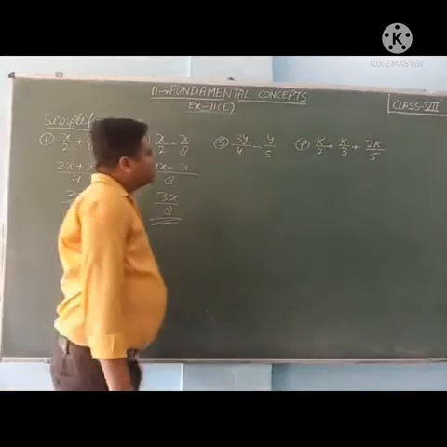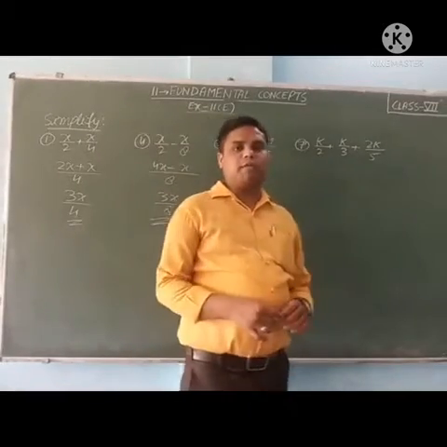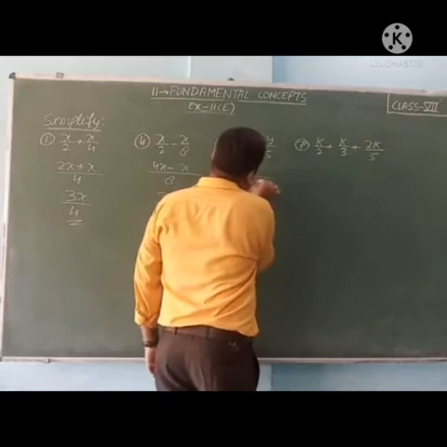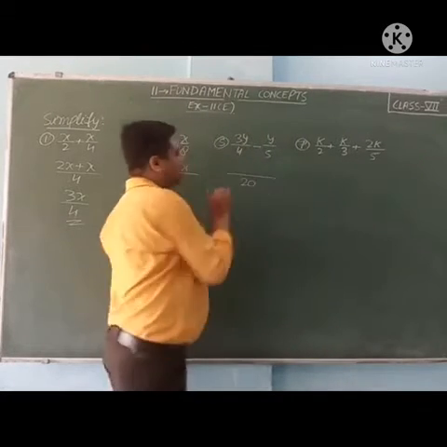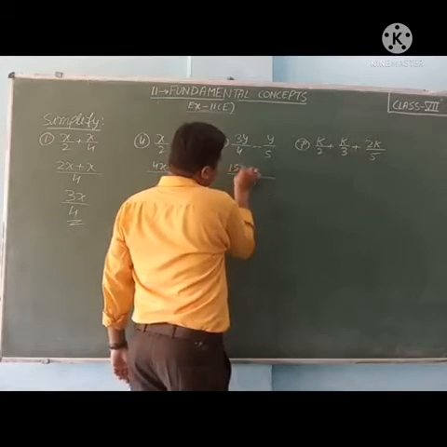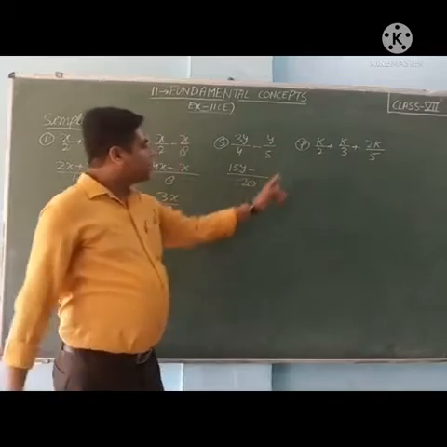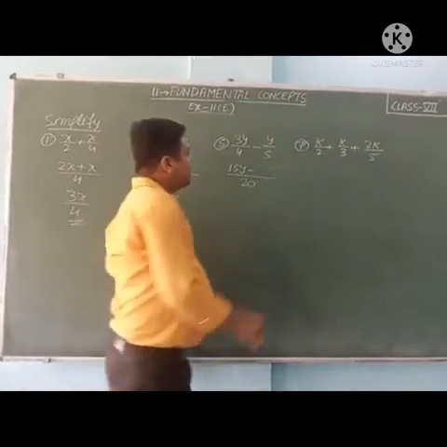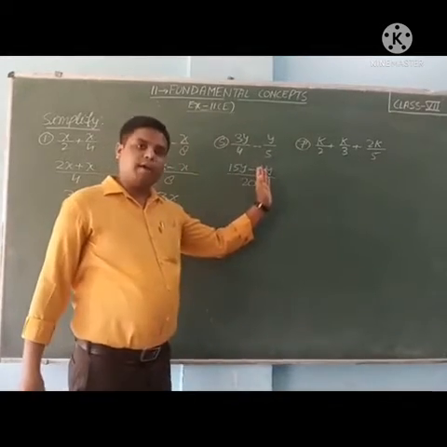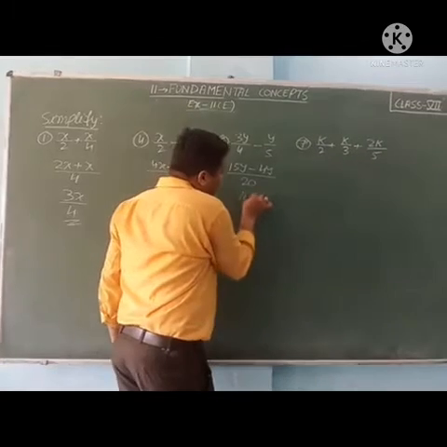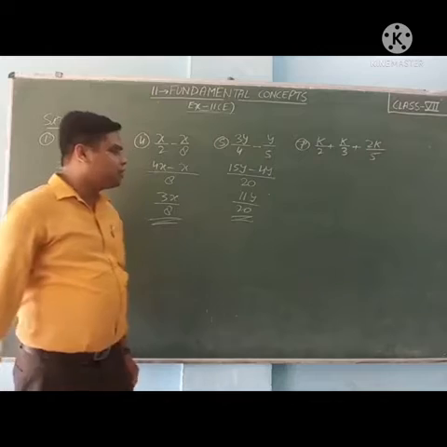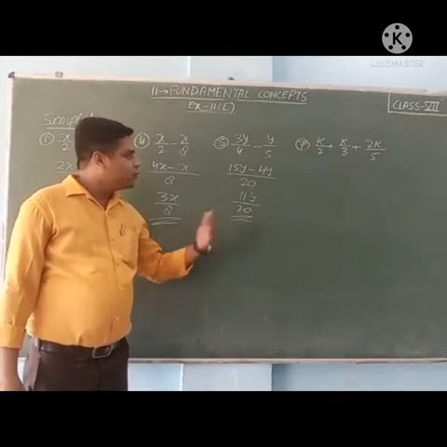Fifth sum, 3y upon 4 minus y upon 5. So we will take the LCM of 4 and 5. It will come 20. 4 fives are 20, 5 threes are 15y. Minus, 5 fours are 20, 4 into y, 4y. So 15y minus 4y, it will come 11y upon 20. 11 and 20 are not divisible by any same number. Answer is 11y upon 20.